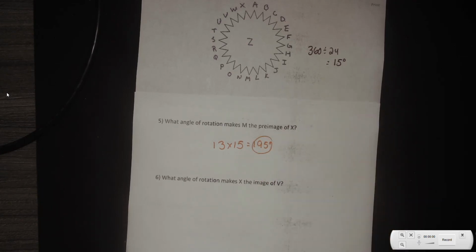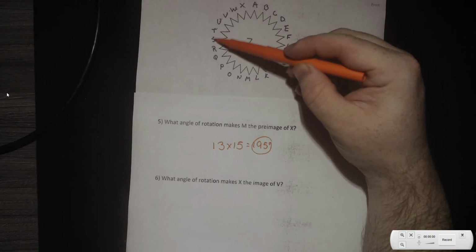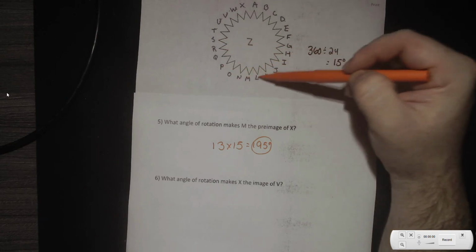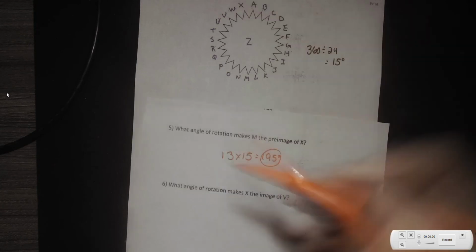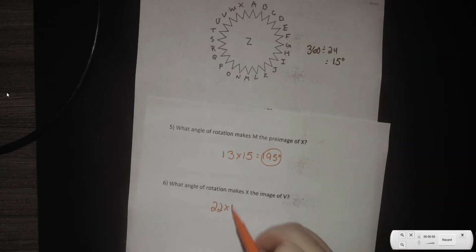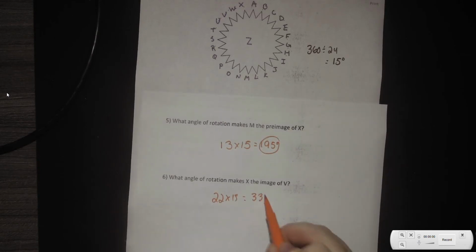Okay, and then X to V. X is the image, V is the preimage, so we're actually going V to X. So 1, 2, 3, 4, 5, 6, 7, 8, 9, 10, 11, 12, 13, 14, 15, 16, 17, 18, 19, 20, 21, 22. 22 times 15 equals 330. And that's how that's done.